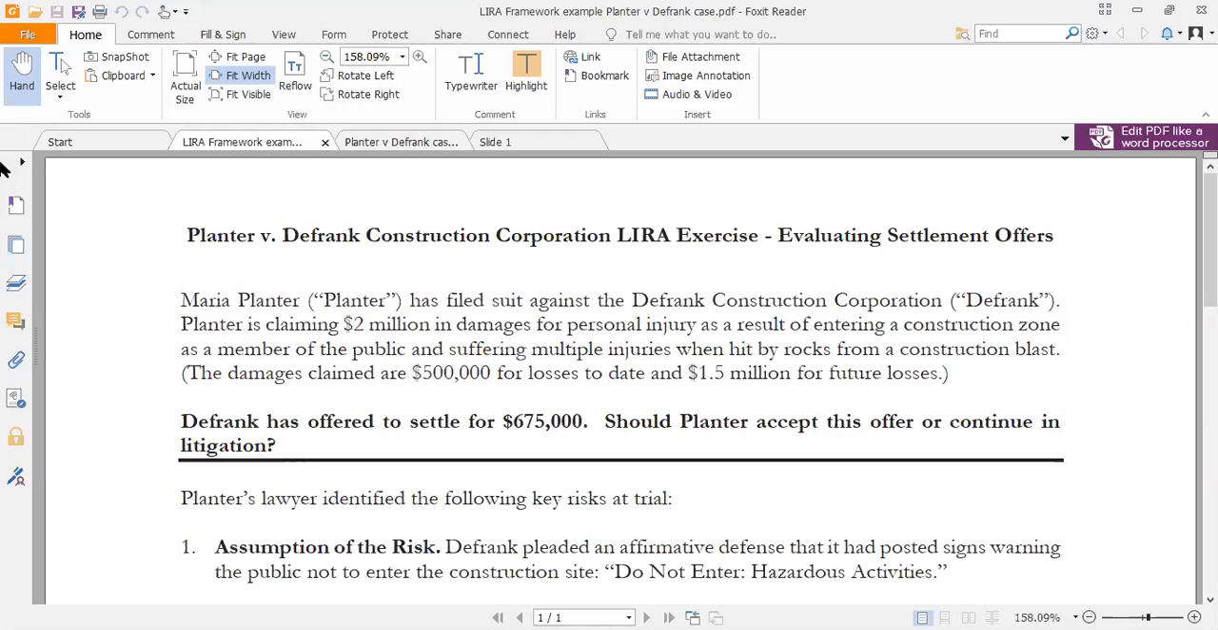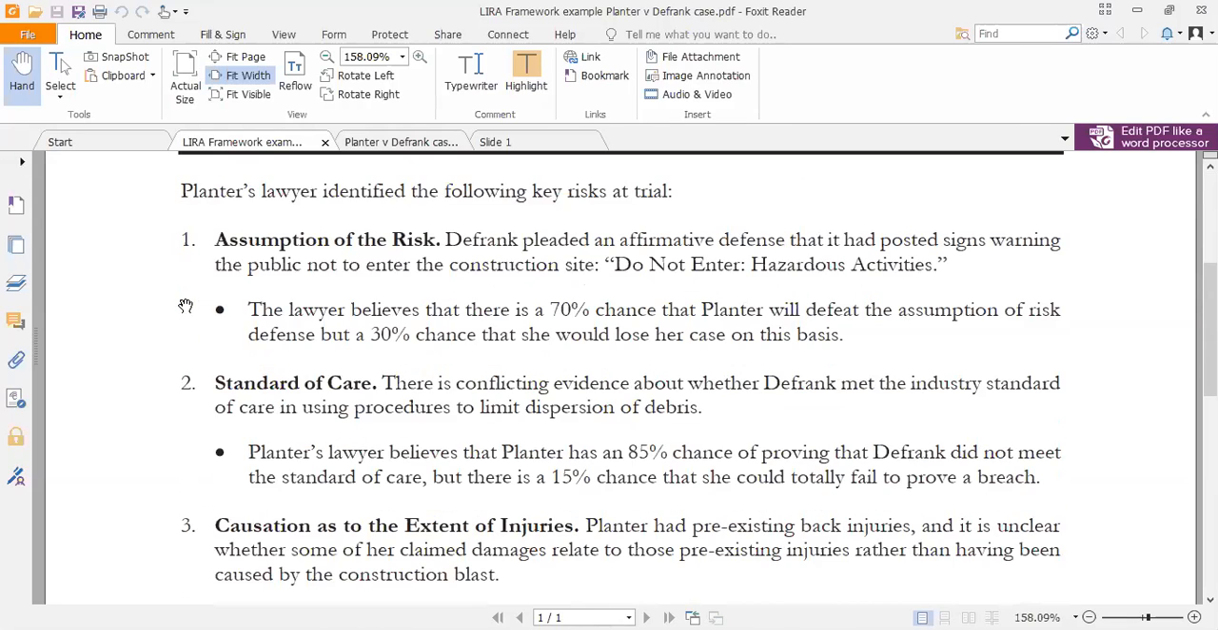Now, her lawyer has identified the following key risks at trial. First one is assumption of risk. Defrank has pleaded an affirmative defense that it had posted signs warning the public not to enter the construction site. The plaintiff's lawyer believes that there's a 70% chance that Planter will defeat the assumption of risk defense, but a 30% chance that she would lose her case on this basis.